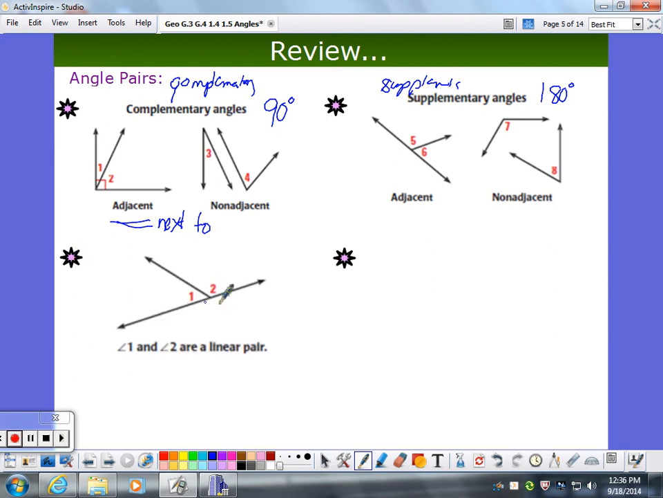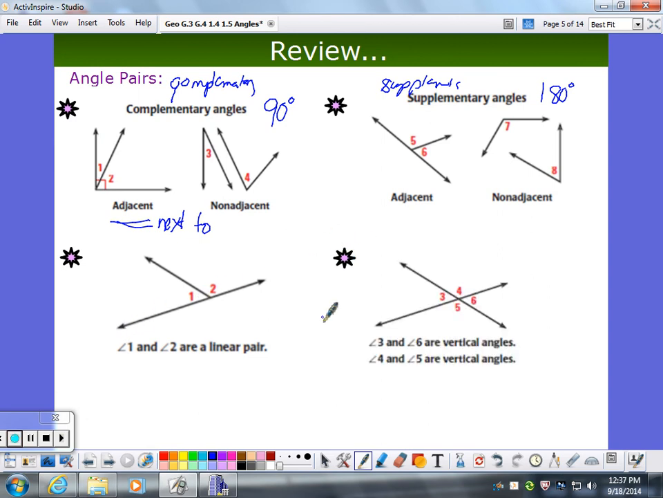remembering them. Now, a linear pair are supplementary angles that are adjacent. This is a linear pair. So if you see a straight line with kind of a ray popping out, these 2 angles are supplementary because this adds up to 180, and they're called a linear pair because they're a pair on a line.